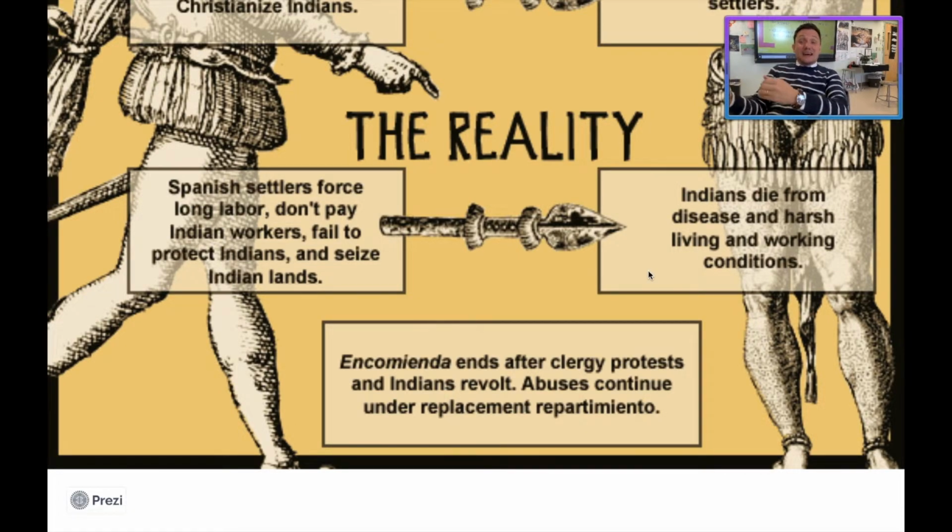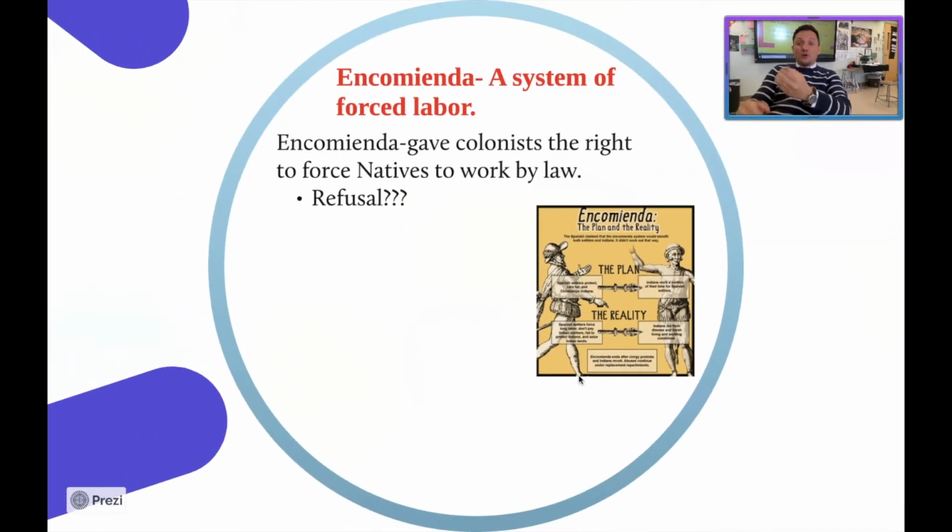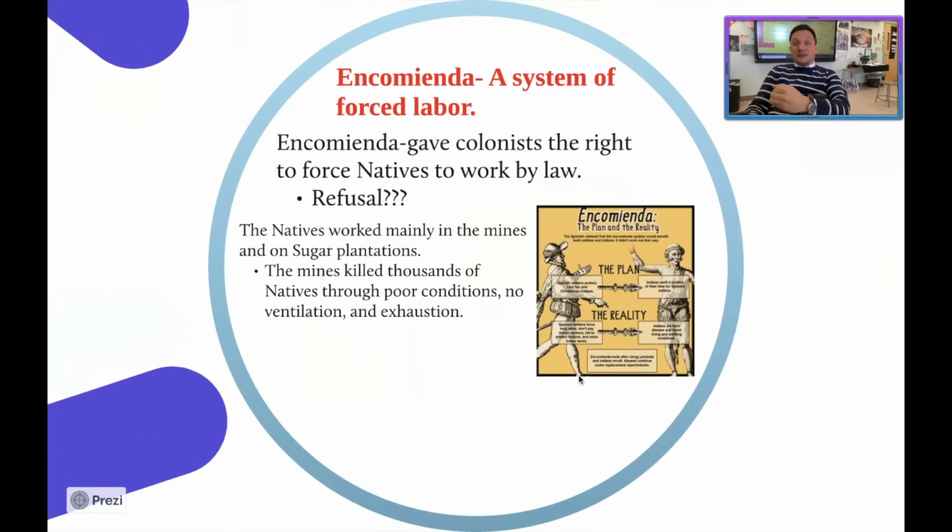And natives died from diseases and harsh living and working conditions, right? So the Encomienda finally ended after the Catholic Church protested this, and also after several Native American revolts, right? Now, of course, this is going to continue, but the big thing about it, though, is that the natives worked mainly in two locations during this forced enslavement, right? And they were working mainly in the mines and on sugarcane plantations.